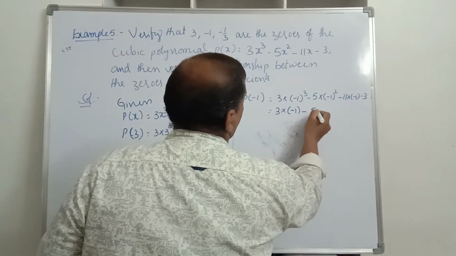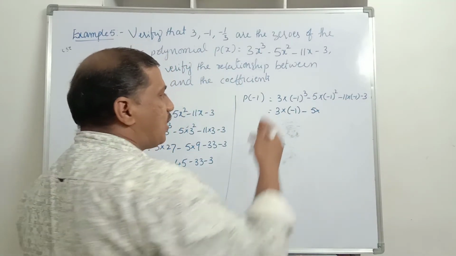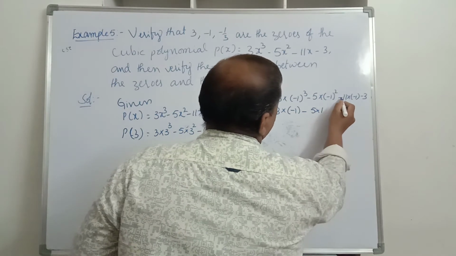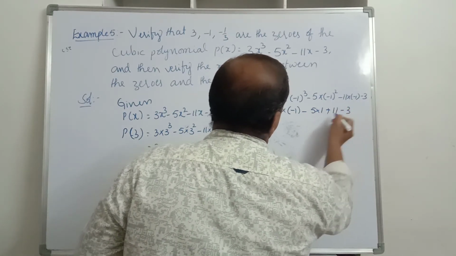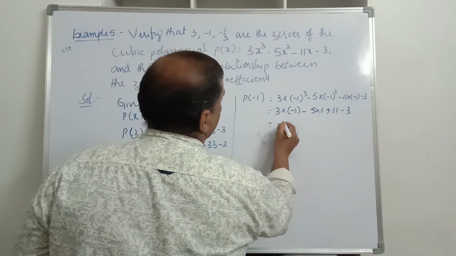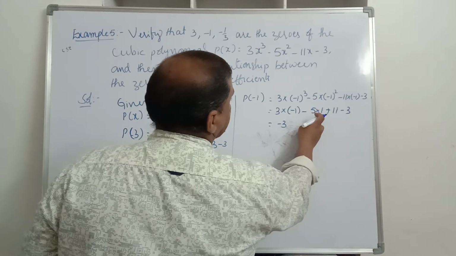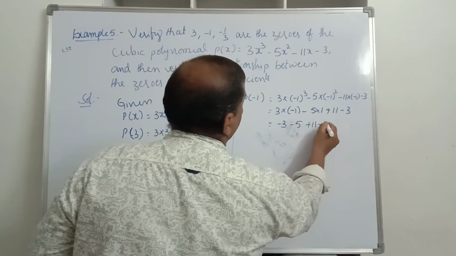Minus 5 into minus 1 whole square. Minus 1 into minus 1, minus and minus it is plus, 1 into 1 it is 1. Next minus into minus it is plus, 11 into 1 it is 11, minus 3. Now plus into minus is minus. 3 into 1 it is 3, minus 3. Minus into plus it is minus, 5 into 1 it is 5, plus 11 minus 3.